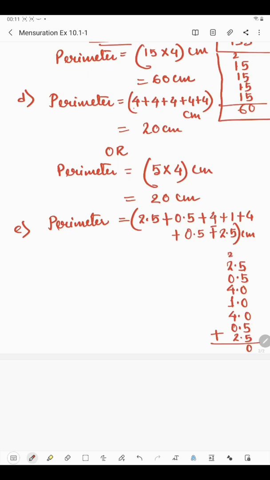0 to carry, 2 plus 2 is 4, 4 plus 4 is 8, 8 plus 1 is 9, 9 plus 4 is 13, 13 plus 2 is 15. So it's 15.0. So after the decimal, since only 0 is there, this 0 has no value, so we can write it as 15. So the perimeter of this figure will be 15 centimeter.